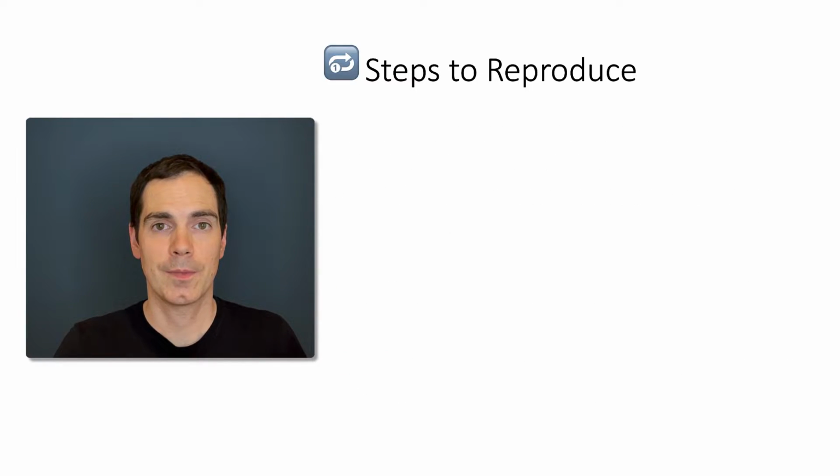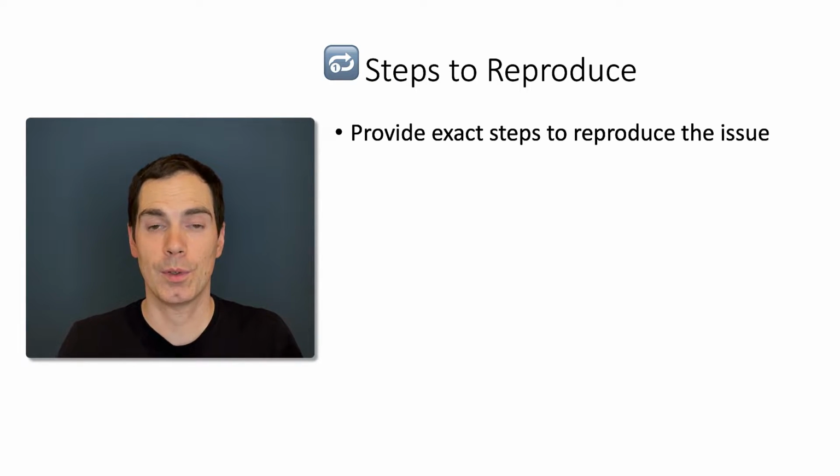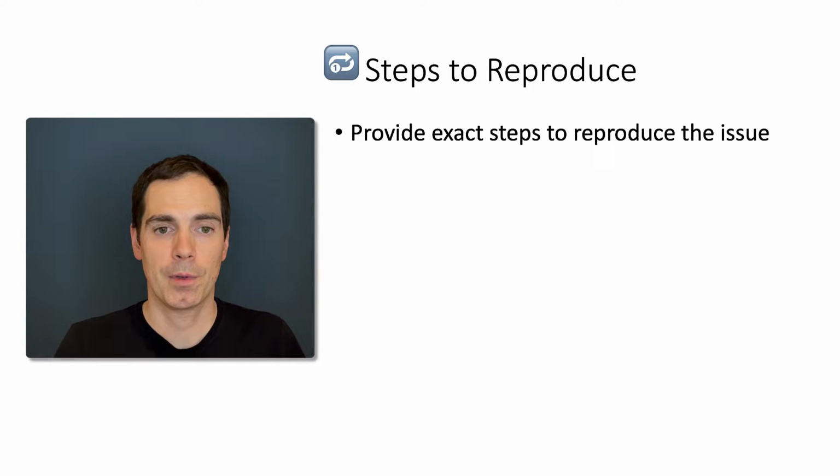Steps to reproduce. That's key for every bug report that we have here. So you have to provide exact steps to report the issue or to reproduce the issue. That is needed for developers. If you don't provide this kind of information, the steps to reproduce, it's really likely that developers will tell you, hey, I can't reproduce it, because they're doing something completely different than you have done. So it's important to provide the exact steps.